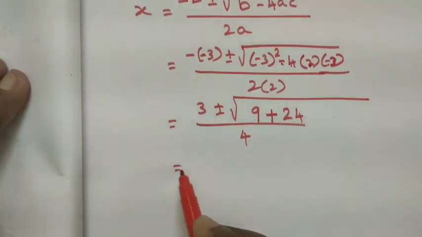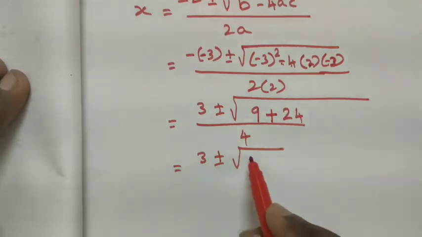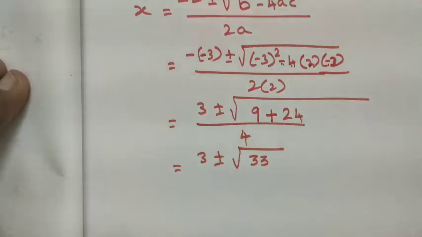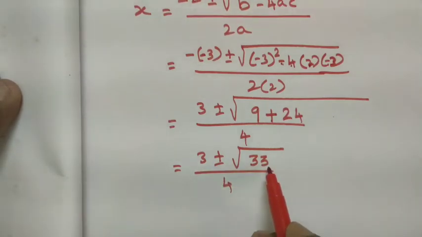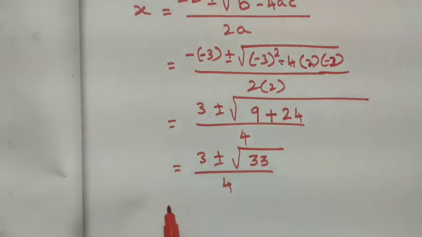Next term: 3 plus or minus, add the two terms. What do you get? 24 plus 9 is 33, divided by 4. Here 33 cannot be factorized, and we cannot find the square root of this number 33, so we take it as it is.